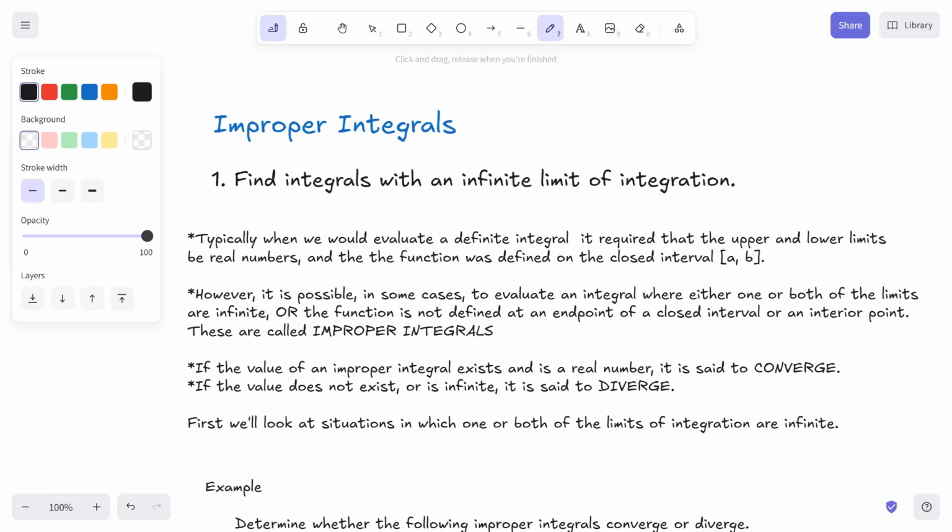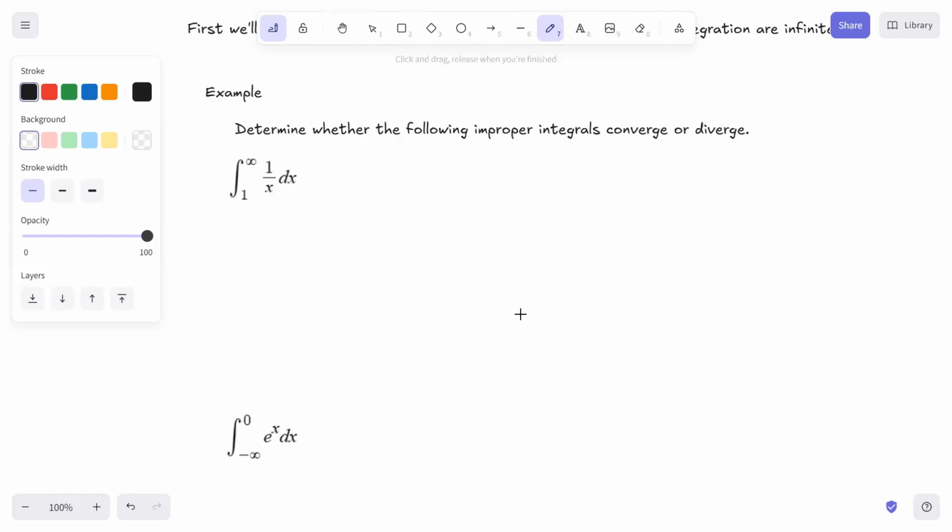So if the value of an improper integral exists and is a real number, it's said to converge. If the value does not exist or it is infinite, it is said to diverge. So these are some good vocabulary words and terminology to be familiar with. First, we're going to look at situations in which one or both of the limits of integration are infinite. So here, let's take a peek at these examples. We're going to determine whether the following improper integrals converge or diverge.